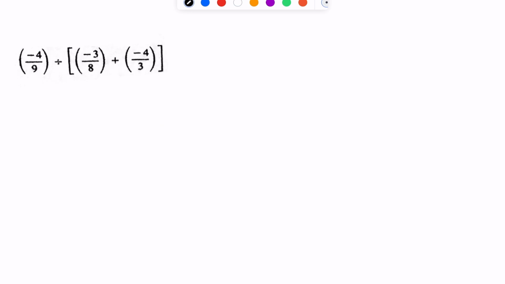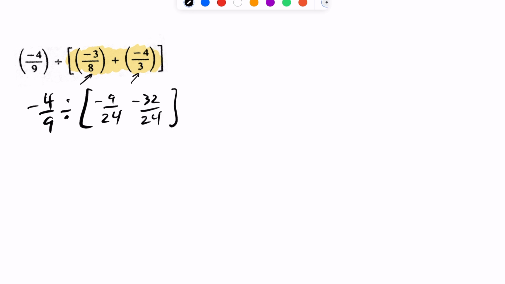All right, in the final example, again, I've got my brackets right here. I have to take care of these first. So I'm going to write this -4/9 back down, the division symbol back down, and I'm focusing on brackets. You'll notice that my denominators are 8 and 3. They're not common. 24 makes them common. So I'm going to multiply the first fraction by 3 to give me this, and the next fraction by 8 to give me this. And this becomes negative 4/9 divided by negative 41 over 24.